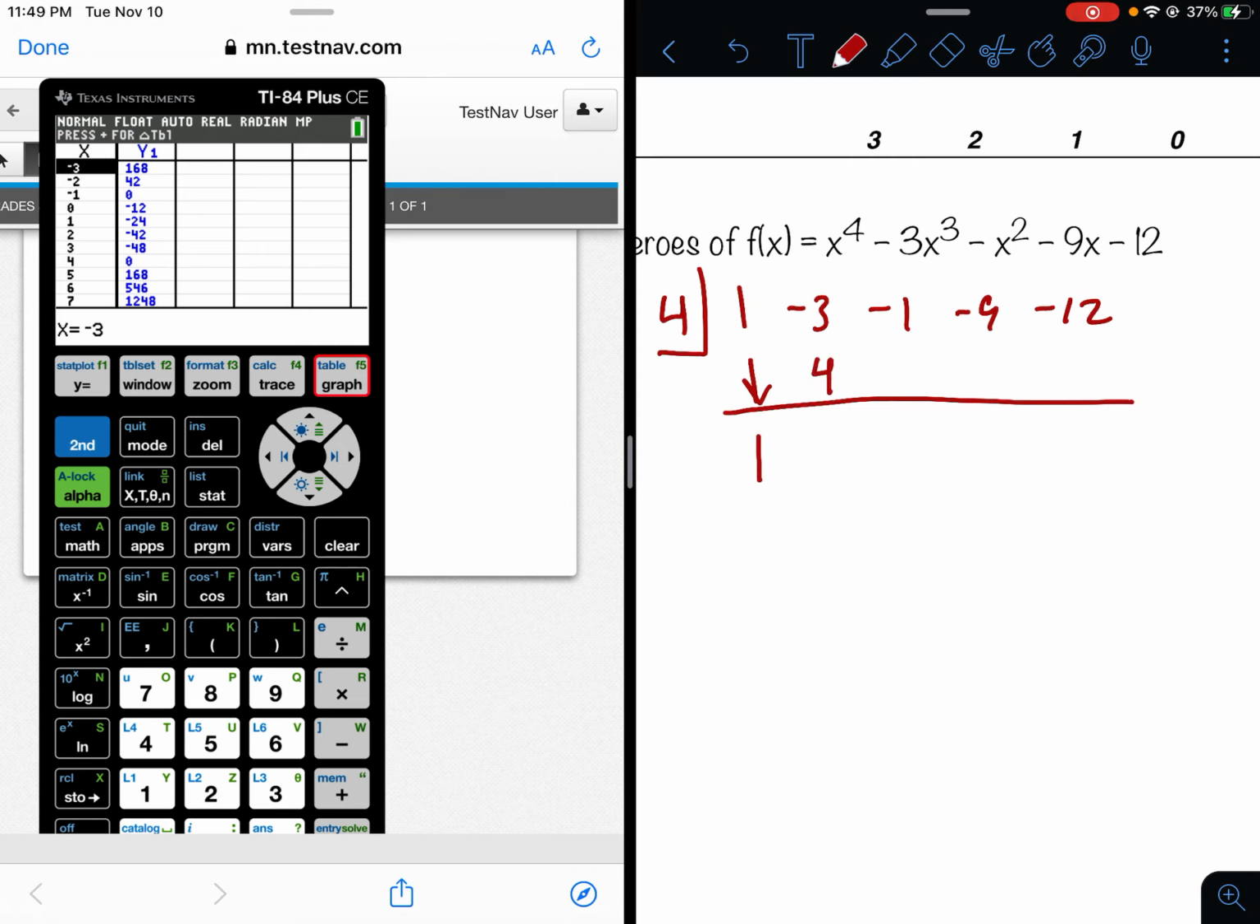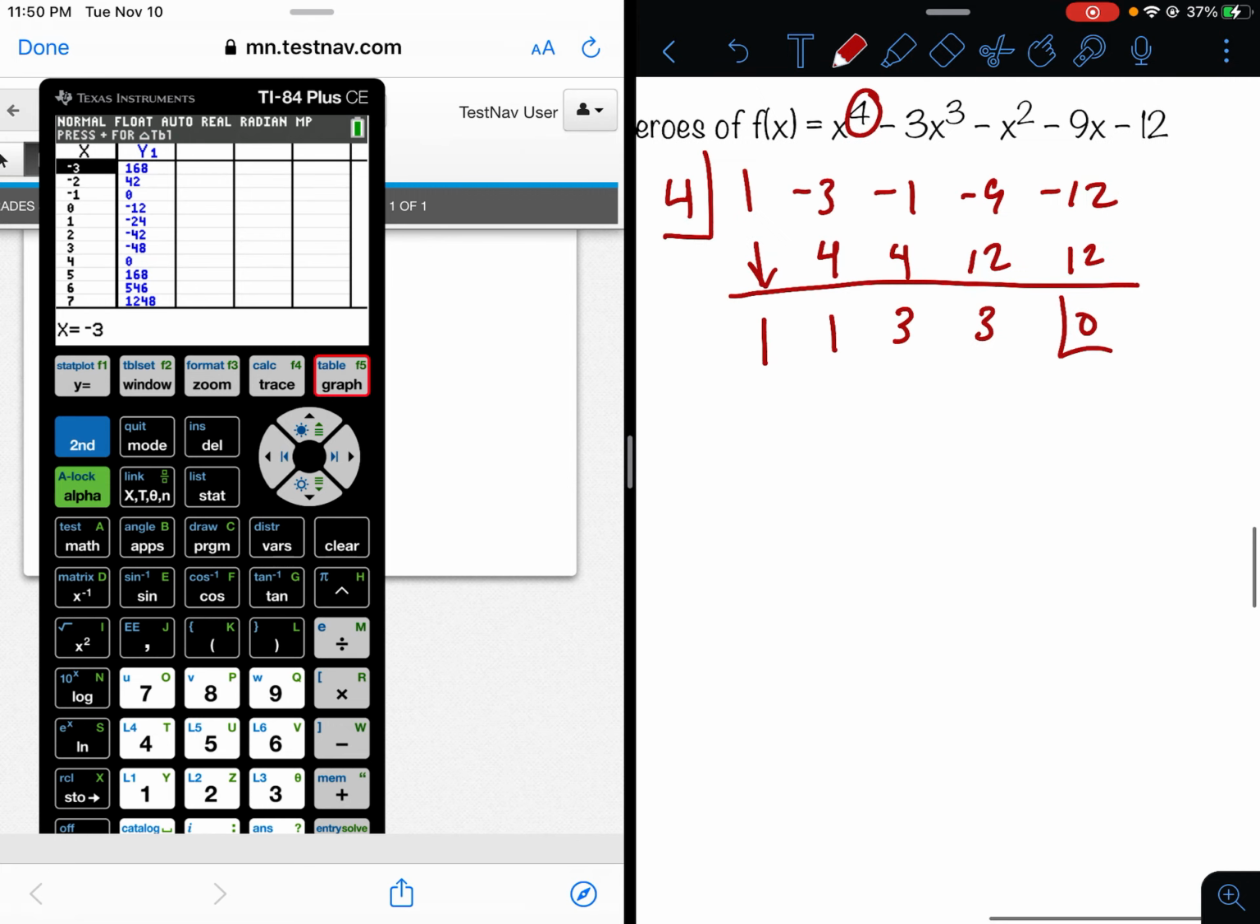When we do this, the 1 comes down. 1 times 4 is 4. Negative 3 and 4 is 1. 1 times 4 is 4. Negative 1 and 4 is 3. 3 times 4 is 12. Negative 9 and 12 is 3. 3 times 4 is 12. And we do get a 0 at the end, so that's a good sign.